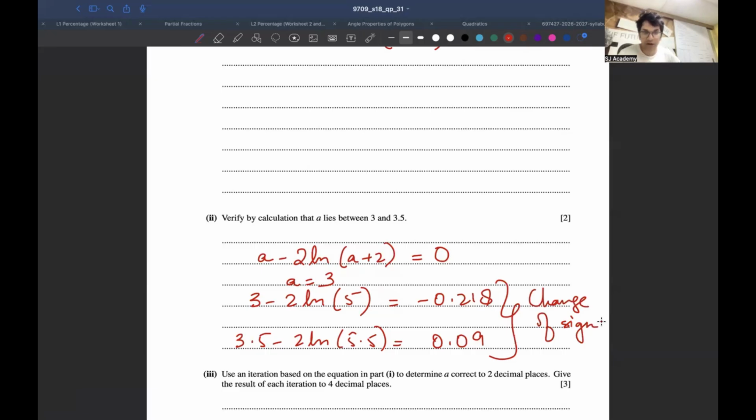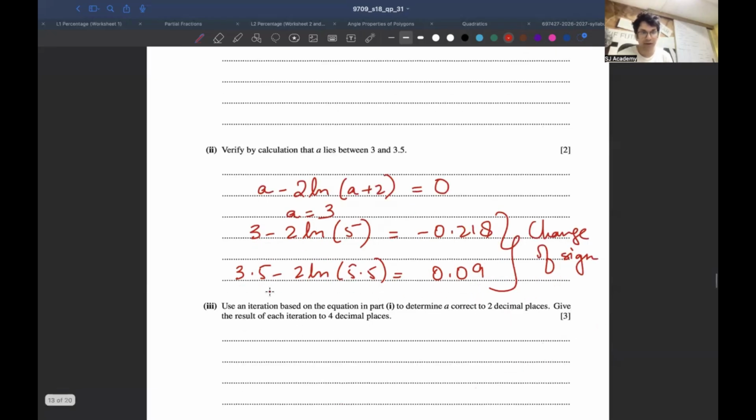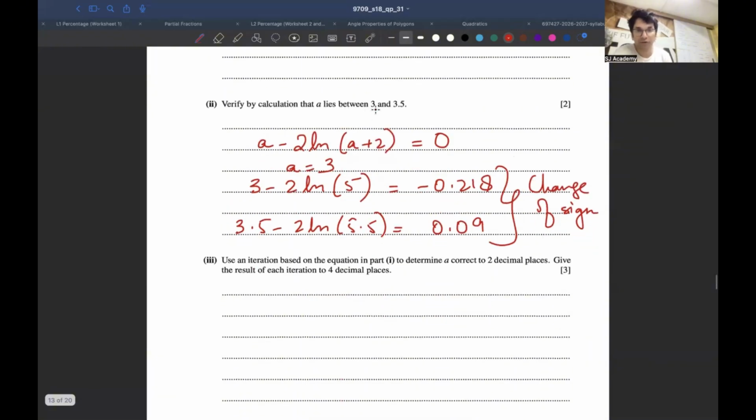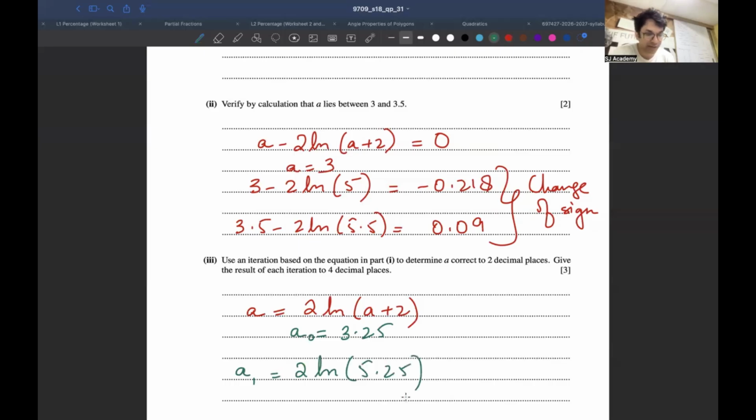Now in the next part, we have to use an iteration to find the value of a. Now we can take the initial value of a as between 3 and 3.5. So we have a is equal to 2 ln of a plus 2. Let's take the initial value of a as the value between 3 and 3.5, so that is 3.25. So let's say this is the initial value. The first value will become 2 ln of 5.25. Substituting this in the calculator, we get 2 ln of 5.25, and that is 3.316.